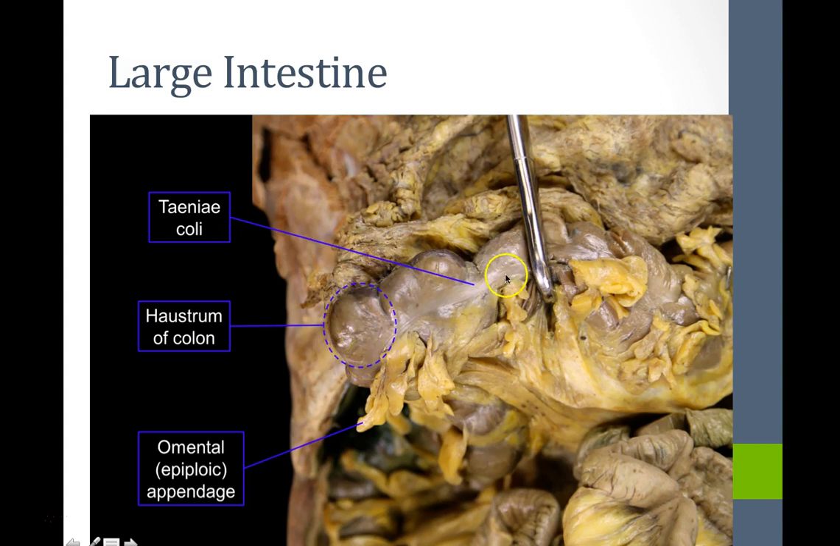And then we're going to talk about the different layers of your digestive system. One of the layers is called muscularis externa. And in there we would expect to find two layers of smooth muscle. One is a circular layer and one is a longitudinal layer. And so on the large intestine, the longitudinal layer is incomplete. And so instead we get these taeniae coli that are formed.